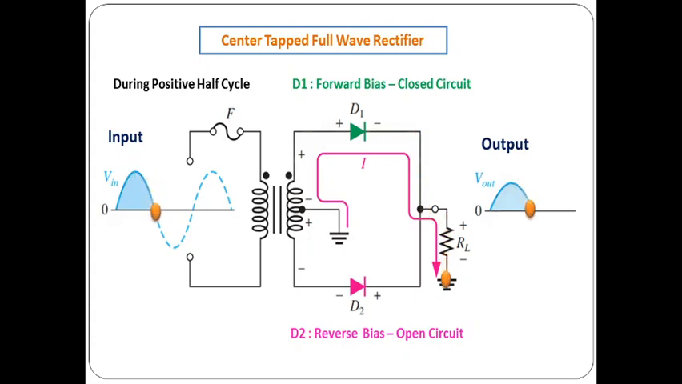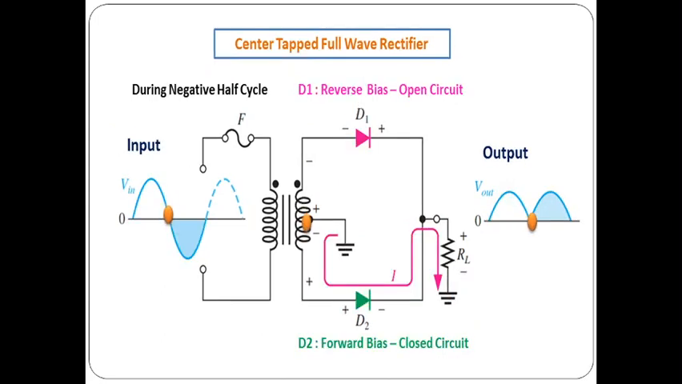During the negative half cycle, diode D2 is forward biased and diode D1 is reverse biased. Whatever we applied in the negative cycle will be inverted and will appear at the output. Clear? So during the negative half cycle, the current will pass through the diode D2 to resistor RL.